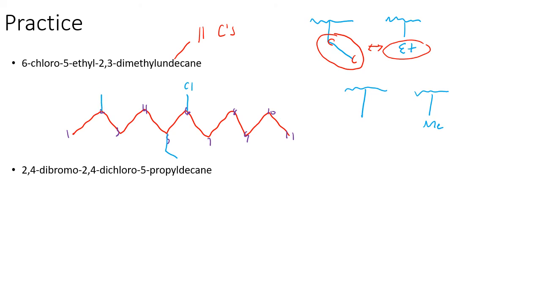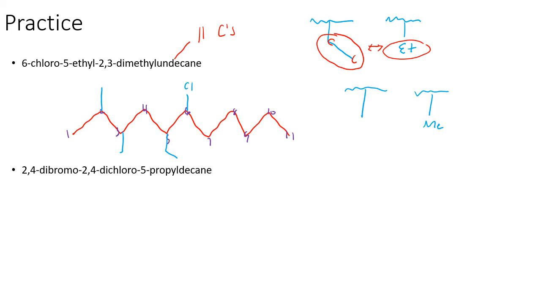So at position 2, we're going to draw a methyl. And at position 3, we're going to draw a methyl. And that's it. That's our whole molecule there. So it's a little bit easier drawing them from the name. You just got to take your time and then double check it at the end. Let's look at the next one.